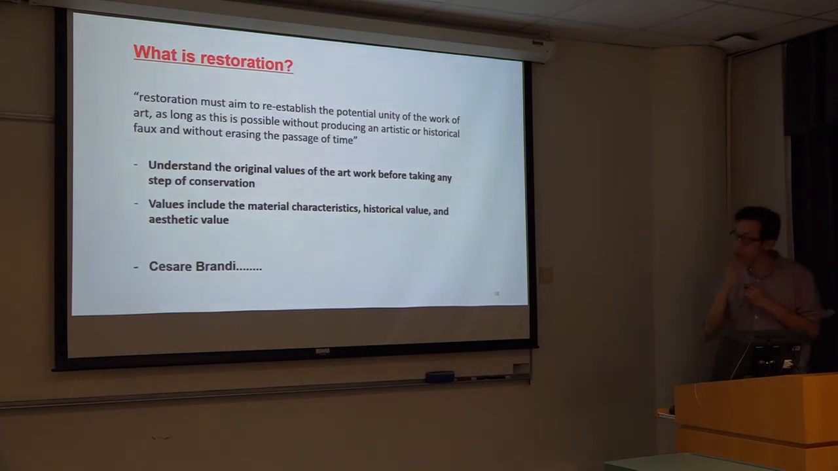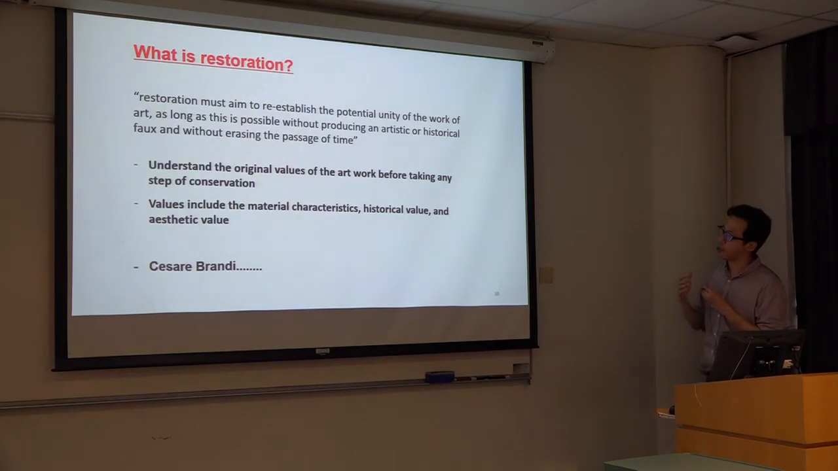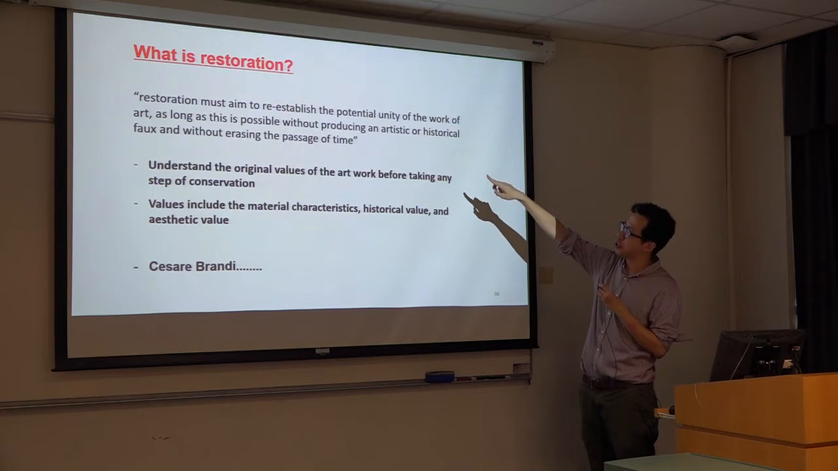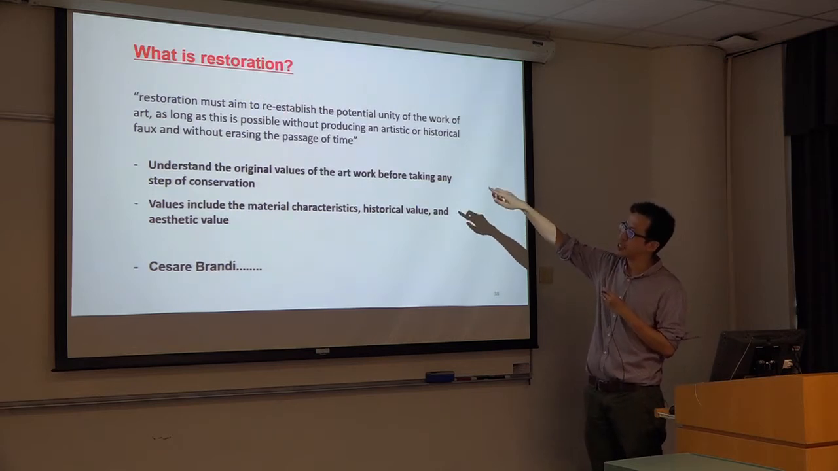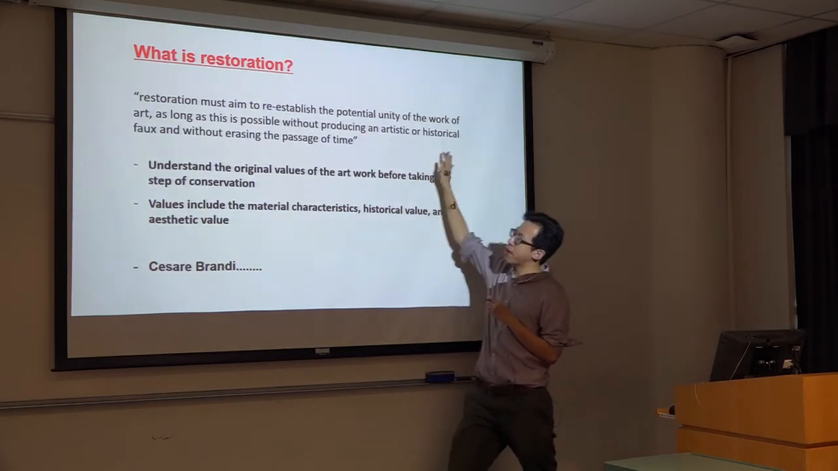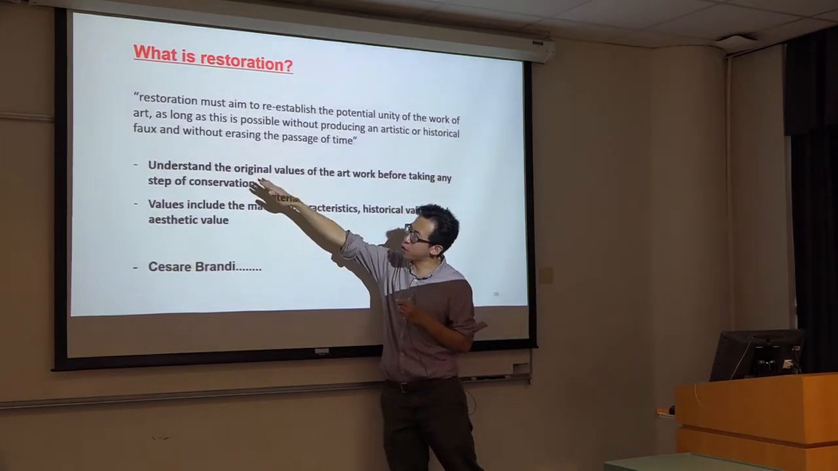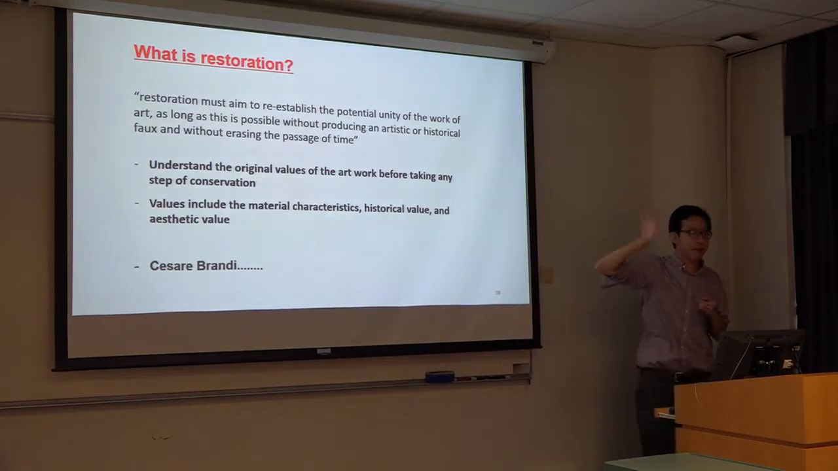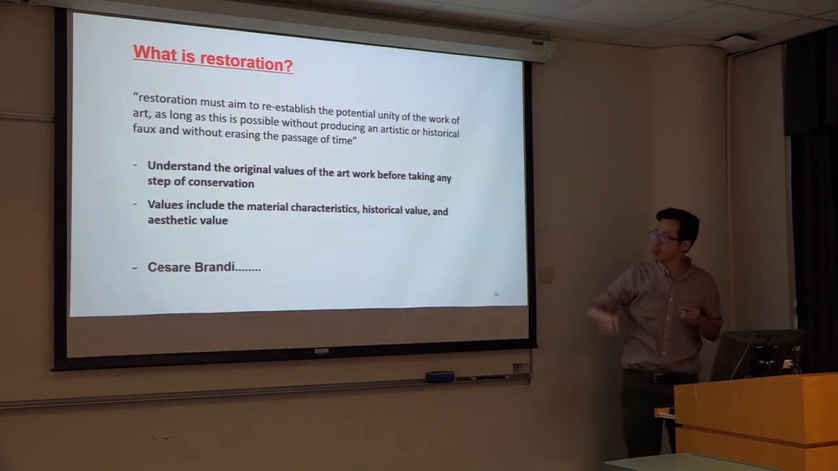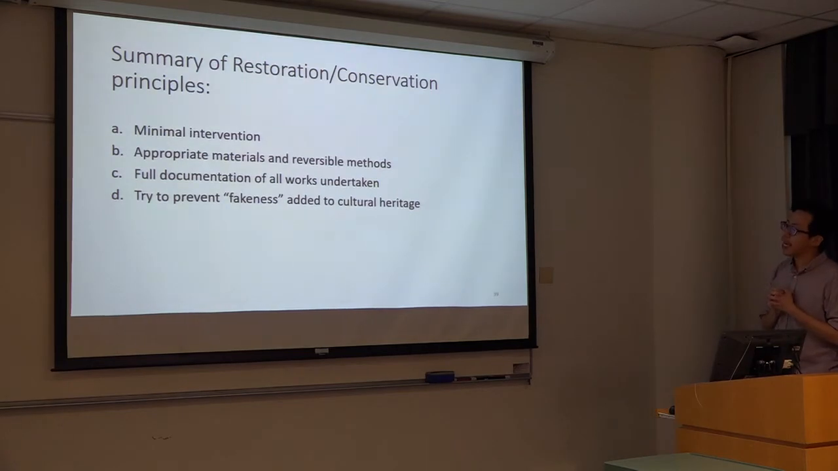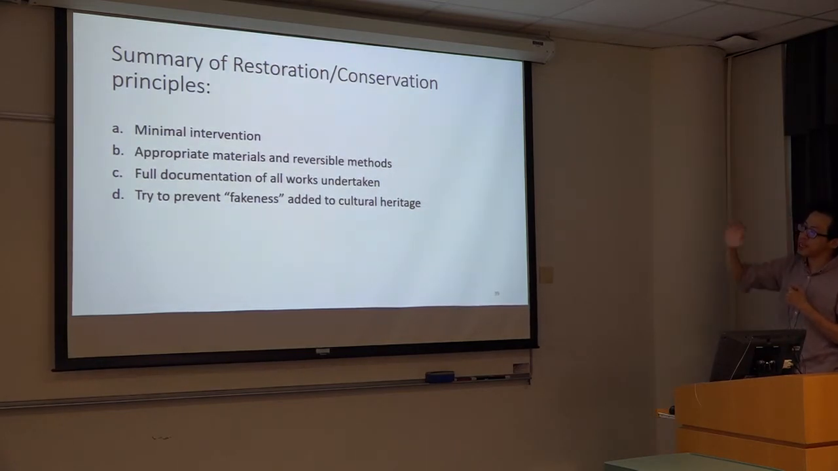Okay, to summarize what I just mentioned for the first part, what is restoration? Restoration must aim to re-establish the potential unity of the work of art as long as it is possible, without producing an artistic or historic false or forgery and without erasing the passage of time. So it is the general basic principle for restoration. Okay, and I can summarize the basic principles here.